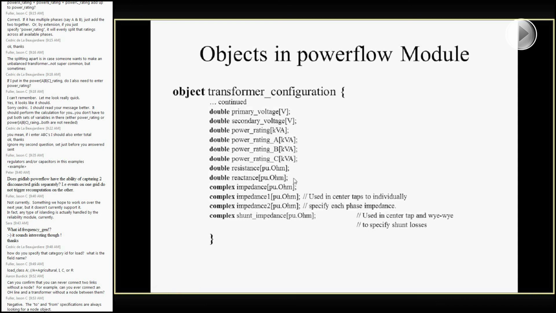You can also specify the impedance directly, and then there's also impedance 1, impedance 2, and shunt impedance. These are used for the split-phase center tap transformers, and the shunt impedance especially if you want to specify shunt losses. So if you want to get your underloaded transformer losses or anything like that, this is a good way to specify that. As a caveat over here on the right, it's only used in the center tap and YY transformers. We don't have shunt losses in anything like the delta-delta or delta-grounded Y or any of those transformers yet.